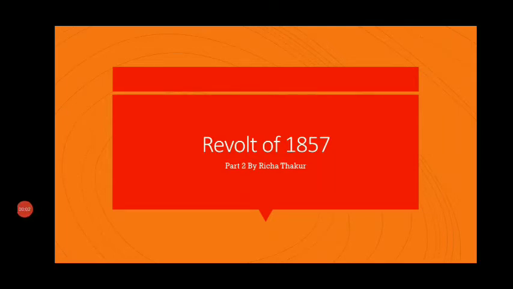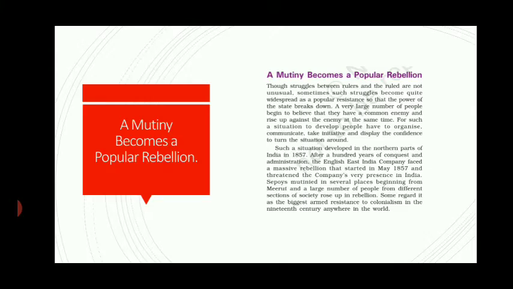Hello students, today I am going to continue with my chapter Revolt of 1857. In my previous video, we discussed the causes of the revolt of 1857, the political, economic and social causes. Today we are going to read about how that revolt turned into a widespread rebellion against the Britishers. Now, a mutiny becomes a popular rebellion.